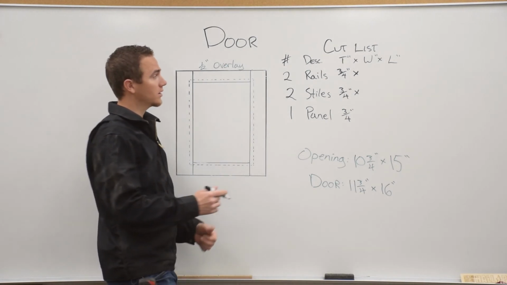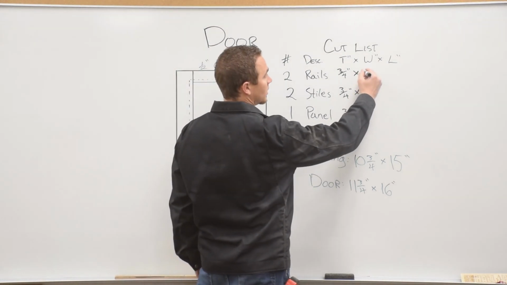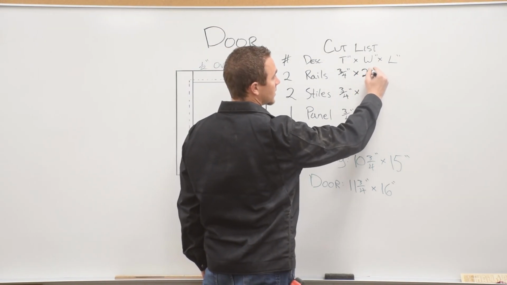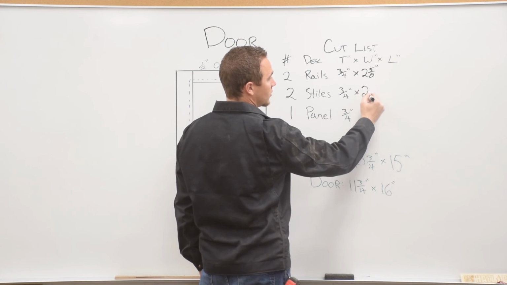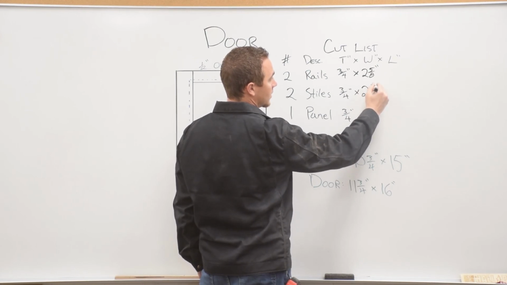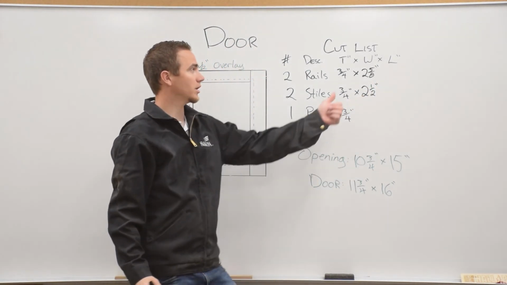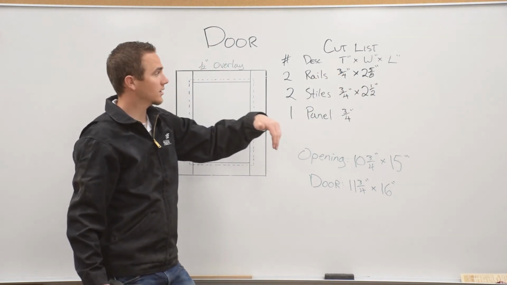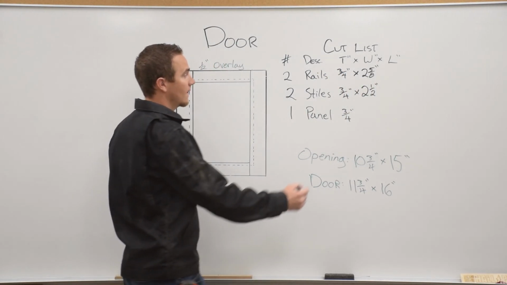I'm going to make the width of my rails 2 5/8, and we'll do 2 1/2 for the stiles. And actually, when we're finished, the rails will be 2 1/2 as well. I'll explain why in a minute.